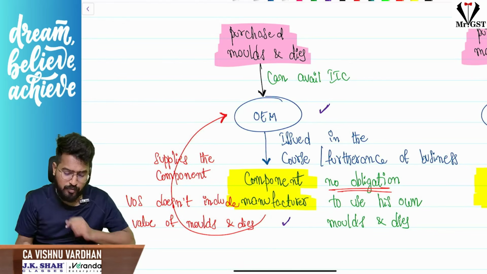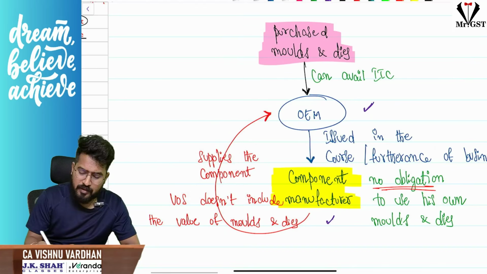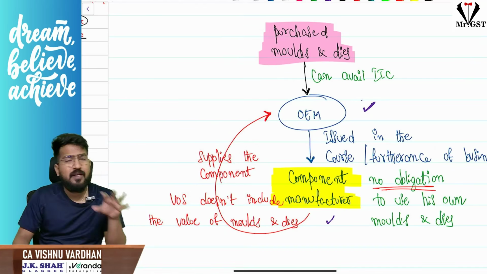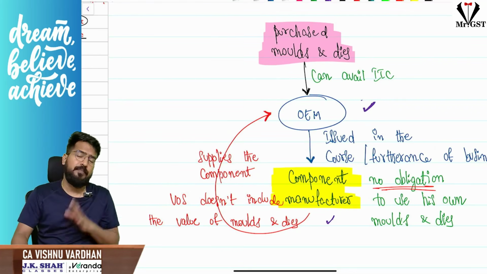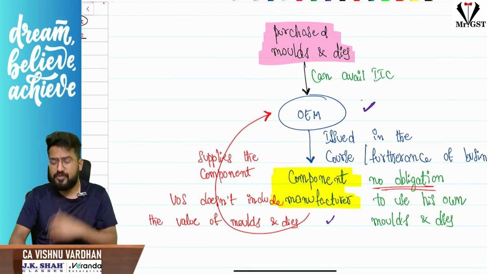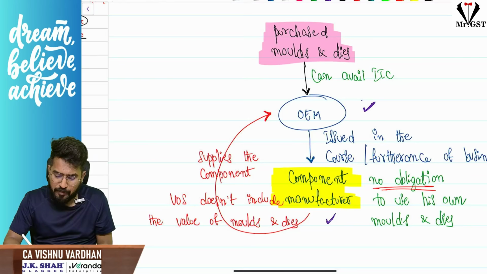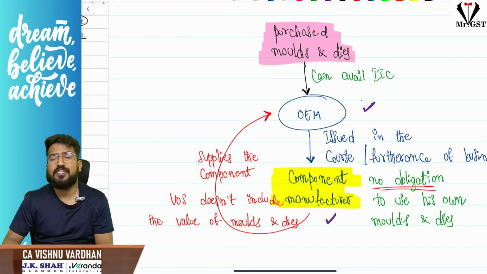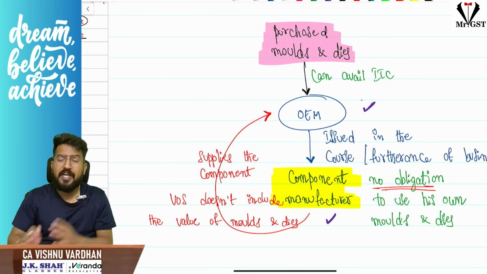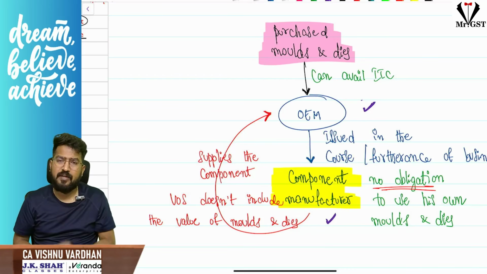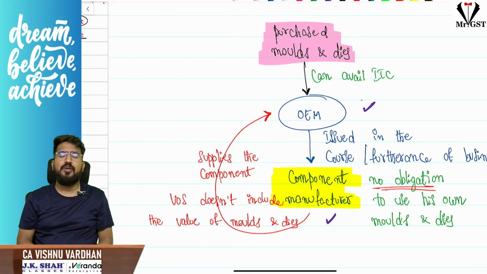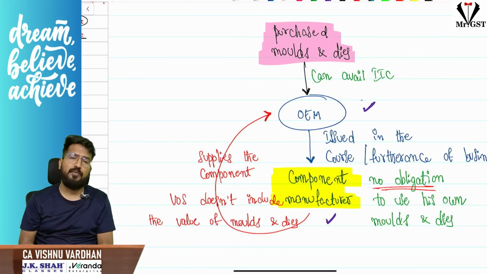See here, one small confusion, that's all. This original equipment manufacturer is, let us assume, the laptop company. The laptop company will not manufacture their own batteries, so they will outsource it. That fellow is called the component manufacturer. To manufacture that component, this original equipment manufacturer will purchase some molds and dies and he will avail ITC. Those molds and dies he will give to the component manufacturer for manufacturing the components.